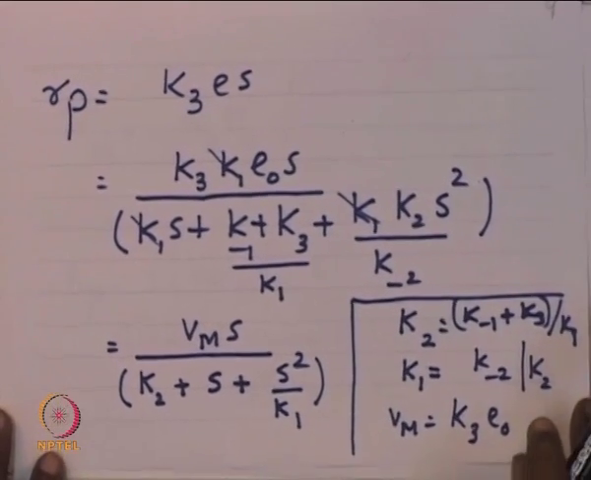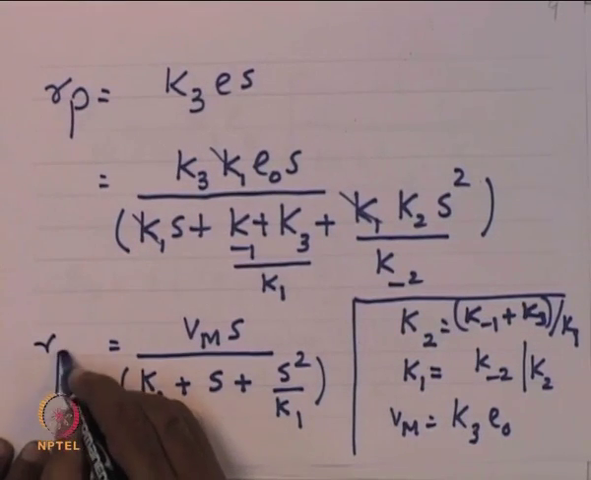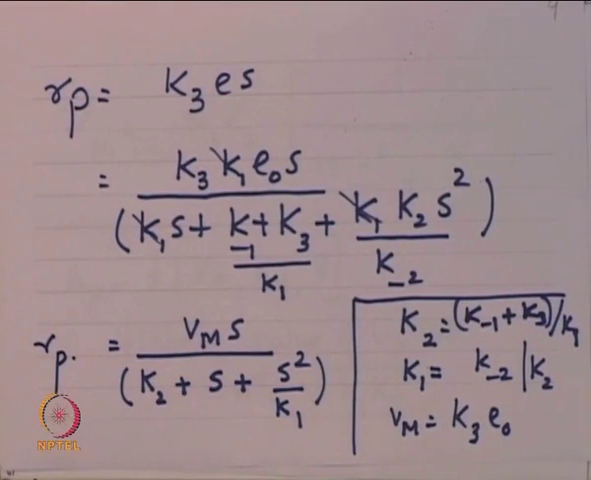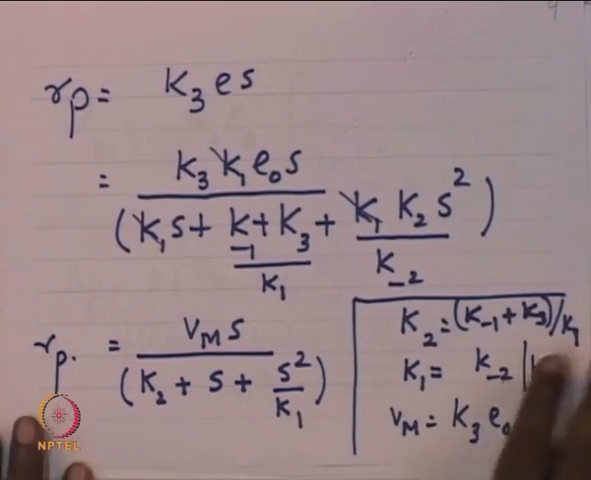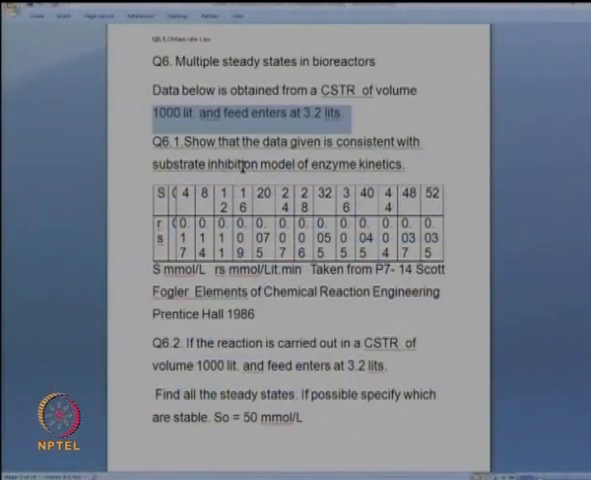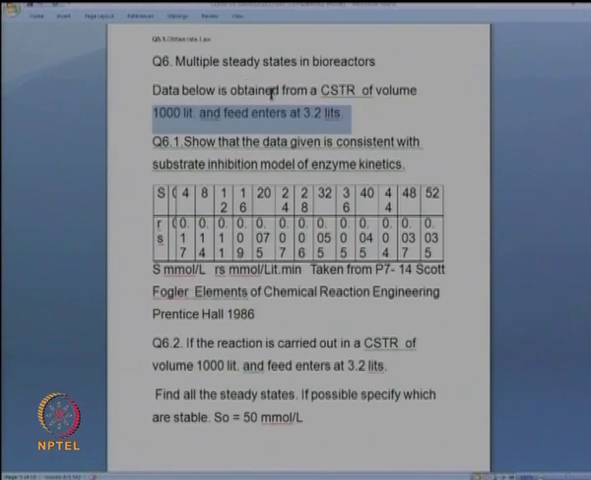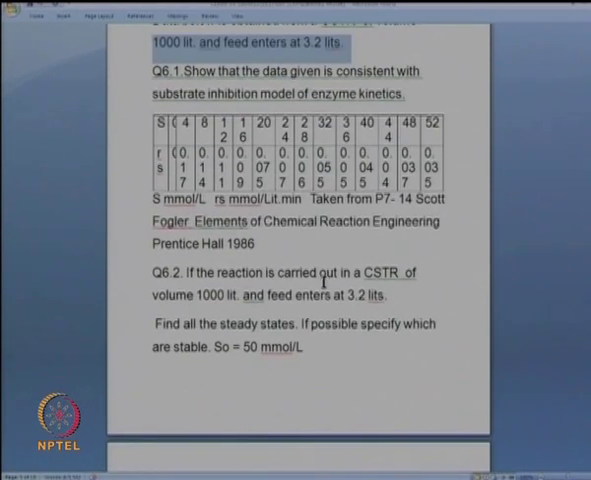Now, what is given here is Rp. In this problem, Rp is given, and the first part of the exercise is to check whether it is consistent with the substrate inhibition kinetic model. The second part of the exercise is that you do get multiple steady states in these cases. So, you will have to see how many steady states you get, and of course, you are supposed to check whether they are stable or not, and so on.